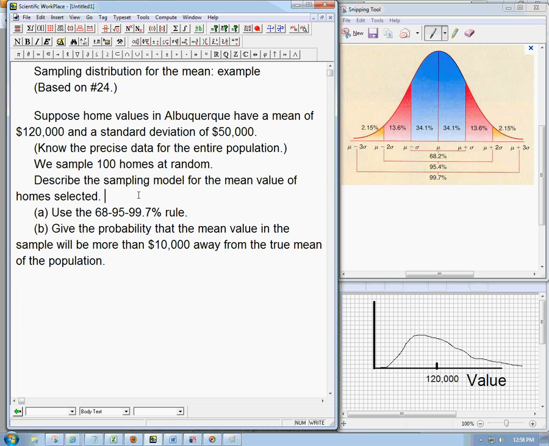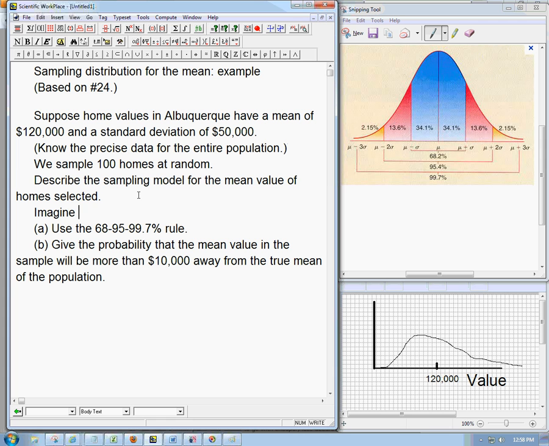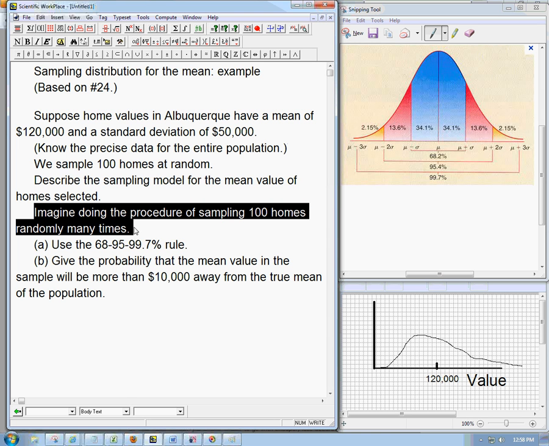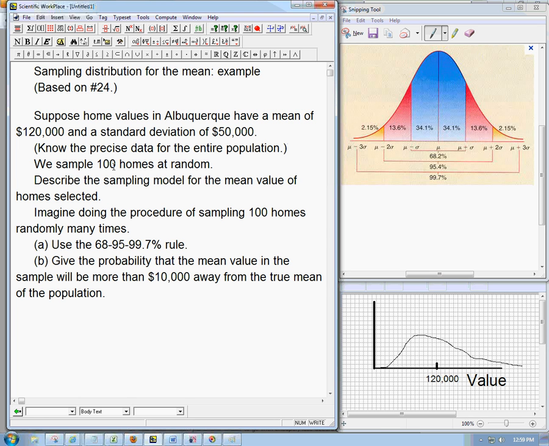What we're asking to do is we imagine doing the same sample, doing the procedure of sampling 100 homes randomly many times. Okay, we don't actually do it, but we imagine doing it. Again, you might ask, why are we doing that? Why are we imagining this? Well, really the payoff is in the next couple of chapters, where we are trying to go backwards from the sample to the population. But let's bear with it for a minute.